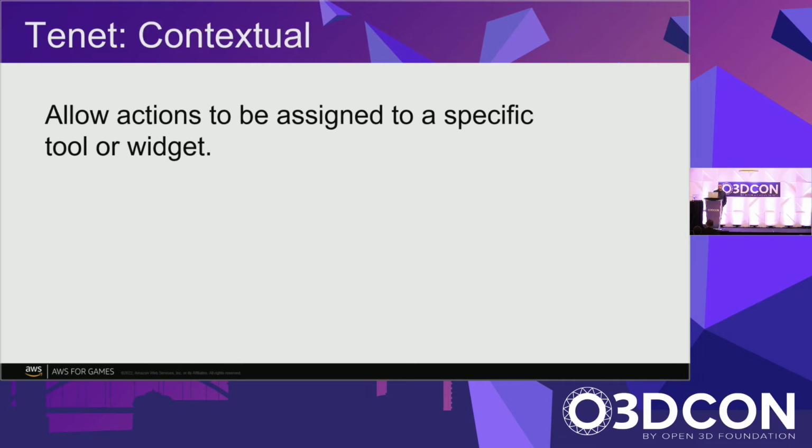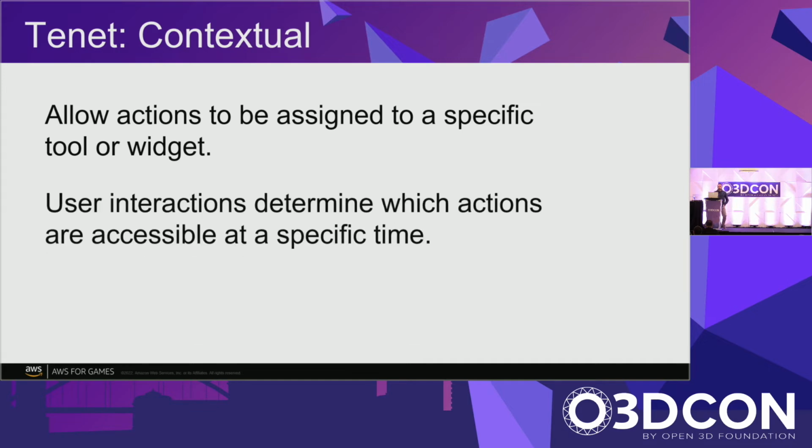And last but not least, the system needs to be contextual. So what we've seen with the last use case is that we want this to be replicated into different places and possibly keep the same API everywhere. And so it will be the user interactions that are going to determine which actions are available at any time, for example, from shortcuts or even in menus.